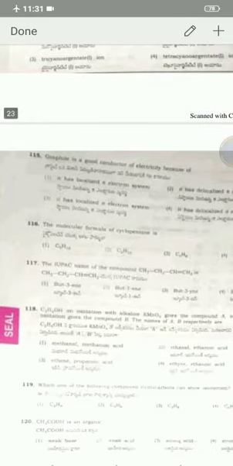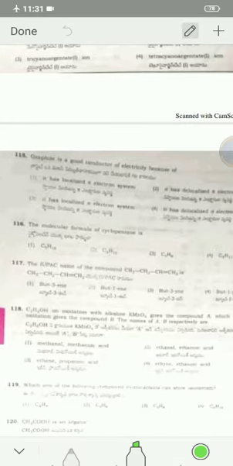Dicyanoargentate(I) ion. Next, 115. Graphite is a good conductor of electricity because it has a delocalized pi electron system. 116. The molecular formula of cyclopentane is C5H10. Option 1 is the correct answer. 117. The IUPAC name of this given compound is but-1-ene. Option 2 is the correct answer.